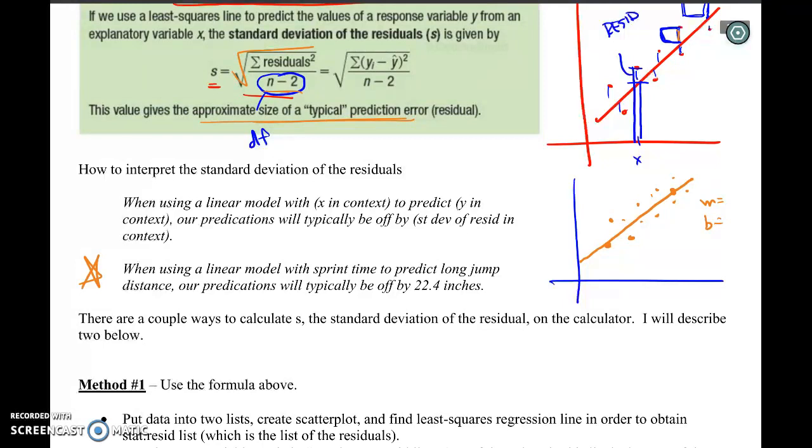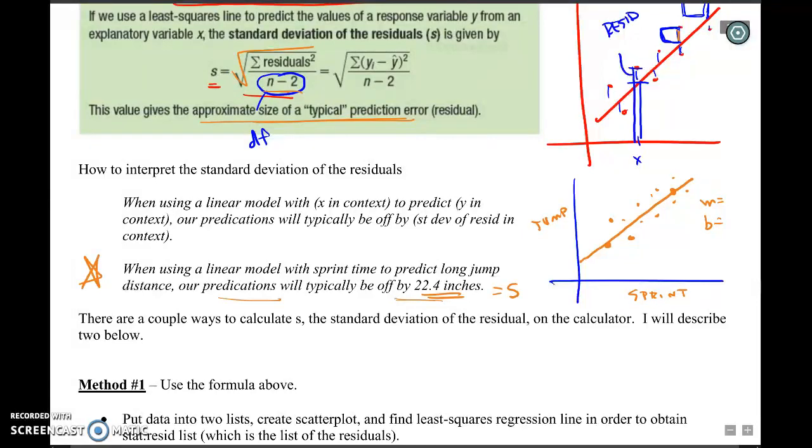So how do we interpret the standard deviation of the residuals? Well, in that sprint versus long jump example, when we were predicting long jump distances based off of sprint times, the S value was 22.4 inches. So we would say when we're using a linear model with sprint time to predict long jump distance, our predictions will typically be off by 22.4 inches, or our jump length predictions will be off by 22.4 inches. So that's how we interpret it. That's the most important thing.